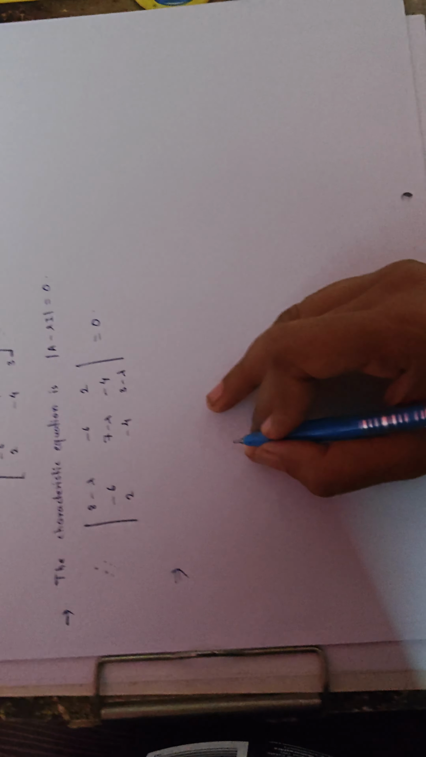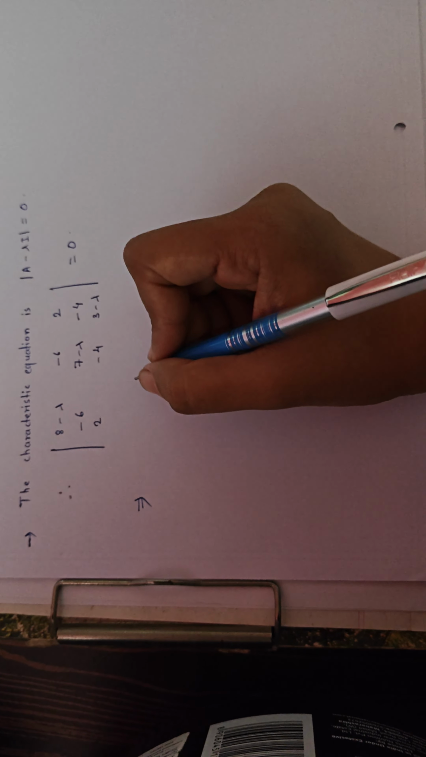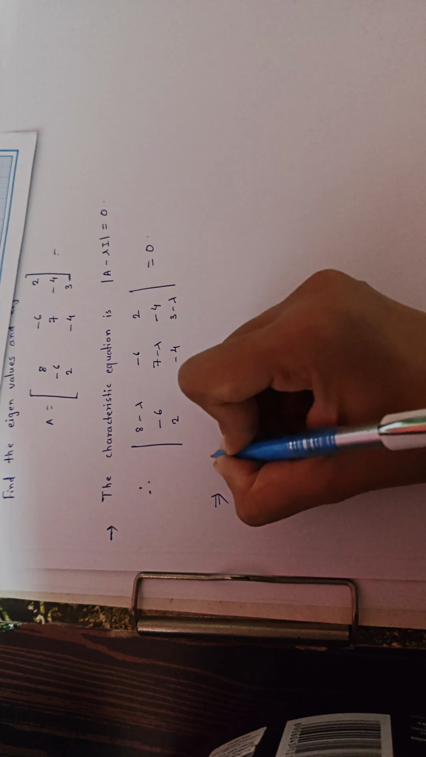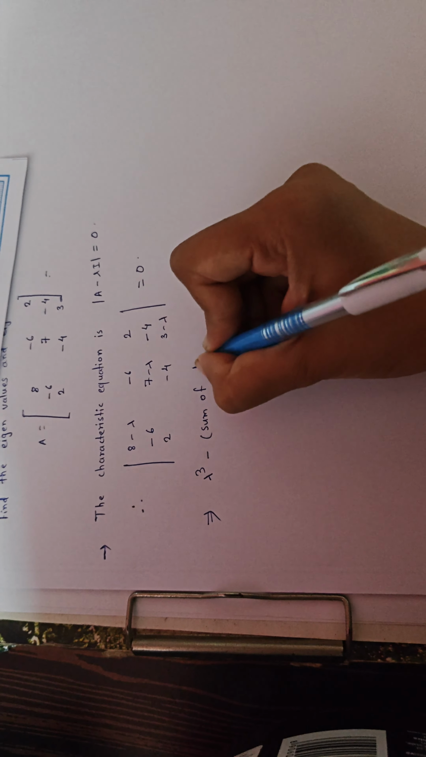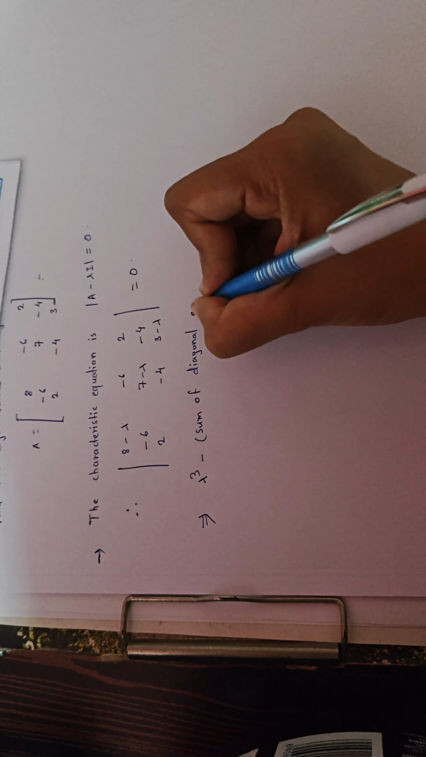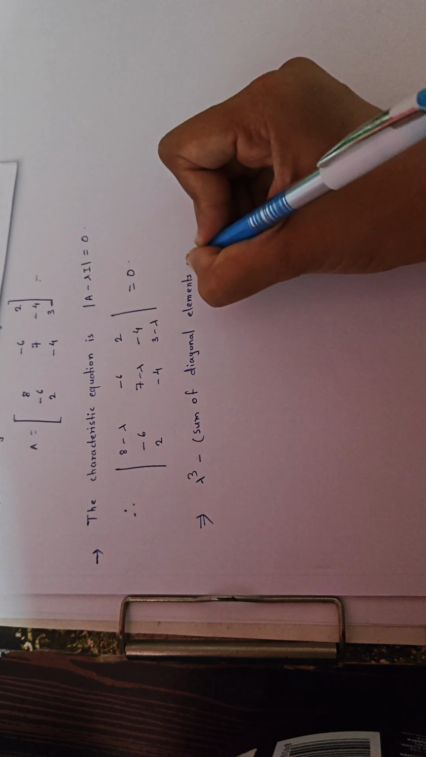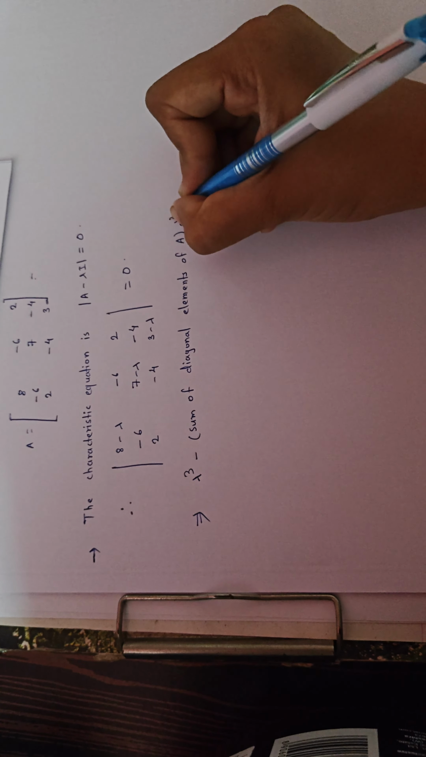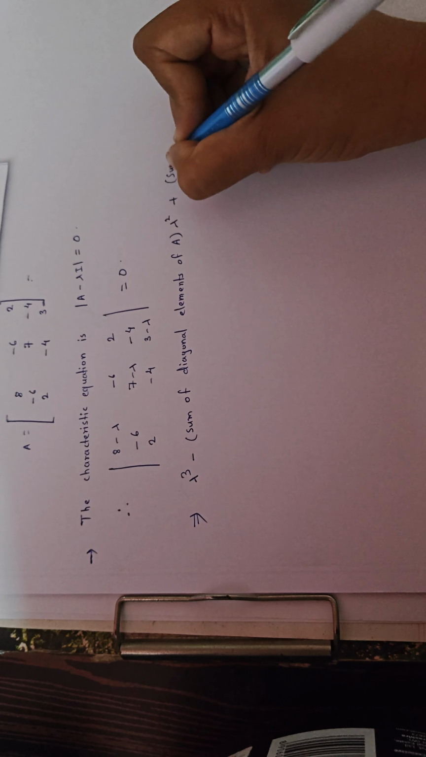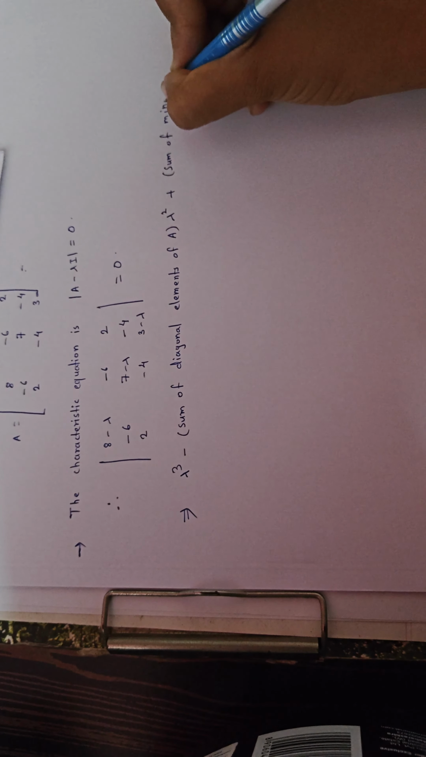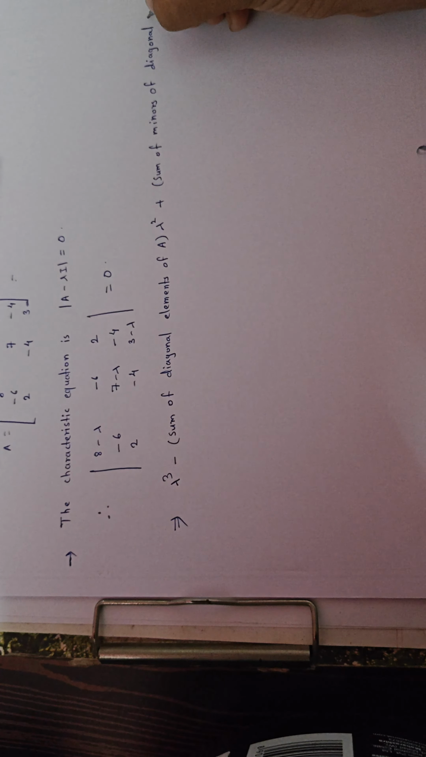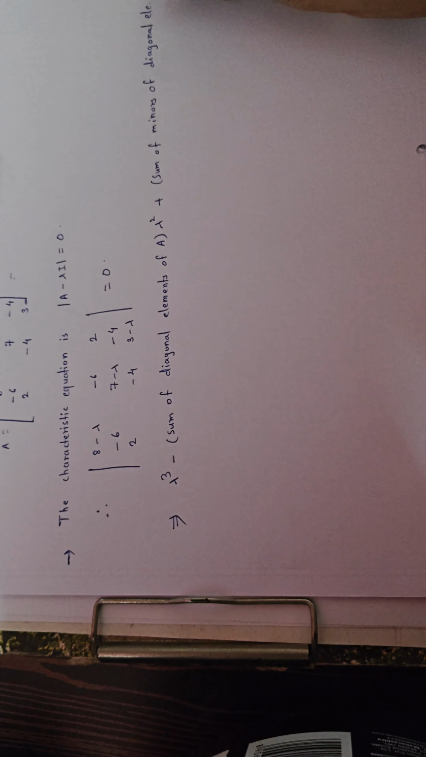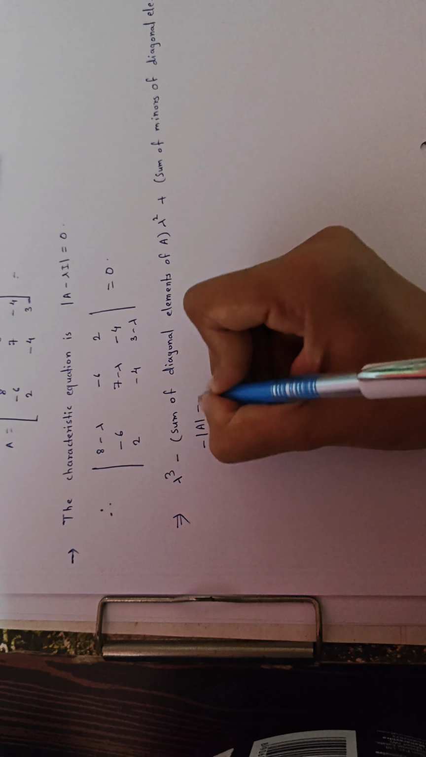Now, here we will use the trick: the determinant of this matrix is lambda cube minus sum of diagonal elements times lambda square plus sum of minors of diagonal elements times lambda minus determinant of A.